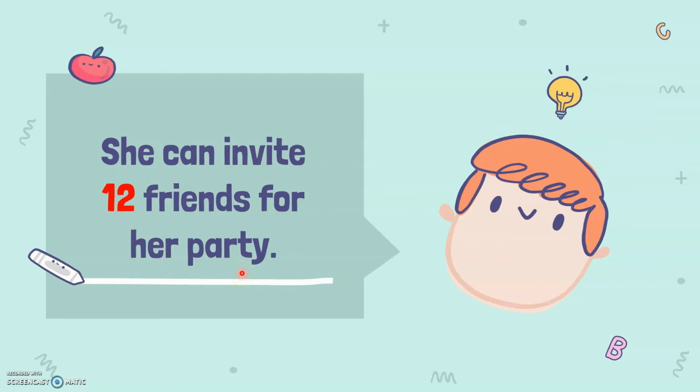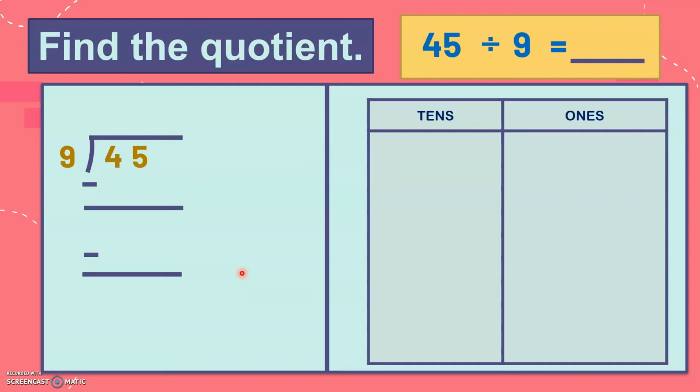Okay? So, let's have more examples. Find the quotient. 45 divided by 9 is equal to blank. So, again, we'll start with the highest place value, 4. So, we have 4 tens. 4 tens divided by 9, so we need to group them into 9. So, can we group 4 tens into 9? No. So, the answer is 0. Then, 0 times 9 is equal to 0. And then, after that, subtract. 4 minus 0 is equal to 4. Then, after subtract, bring down. So, we will bring down 5.